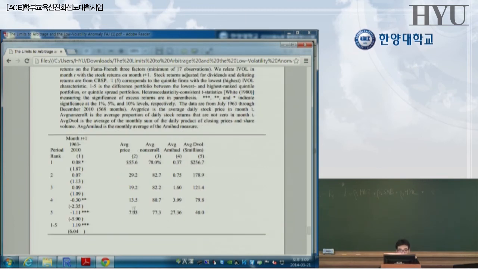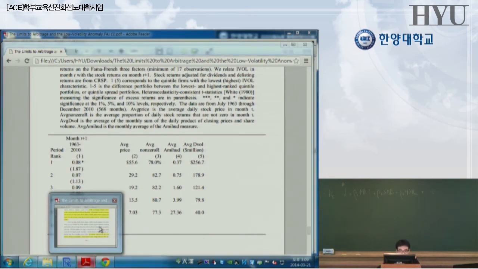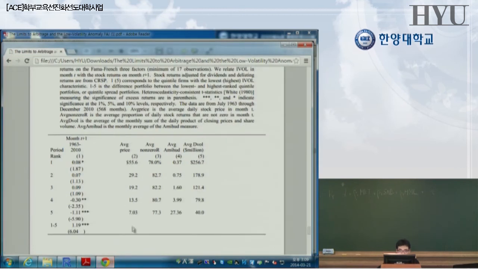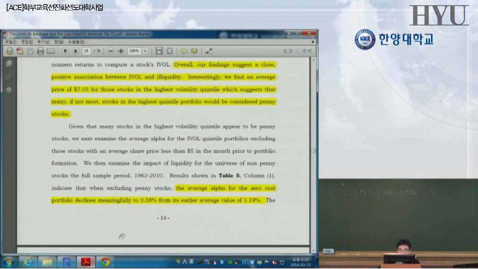But actually on average it is $5, so it is like a penny stock. Sorry, it is $7. It means that most of the stocks here are like penny stocks. More than half are actually penny stocks.